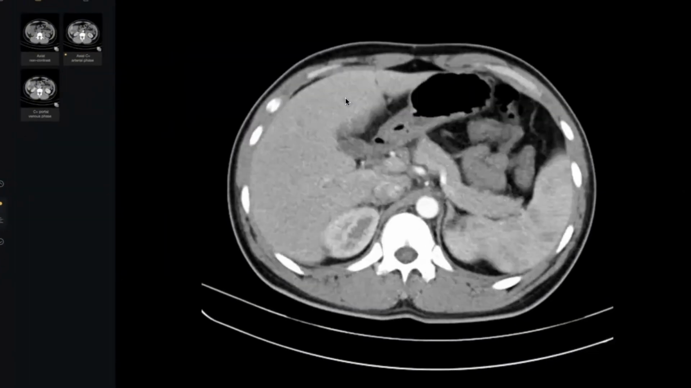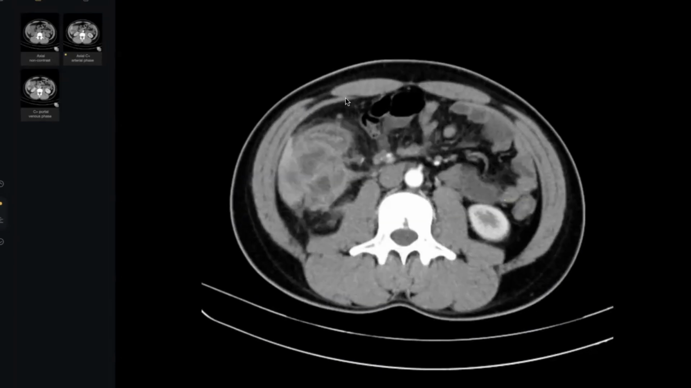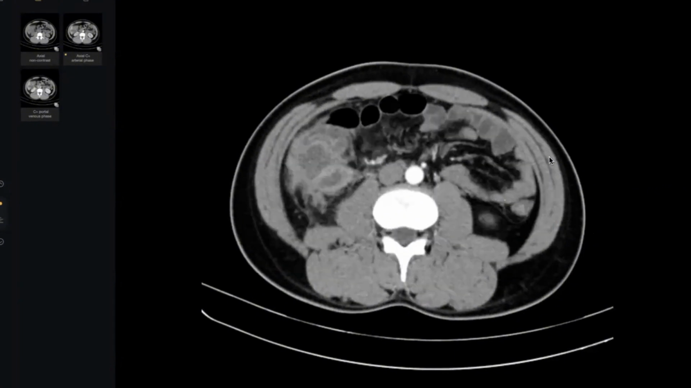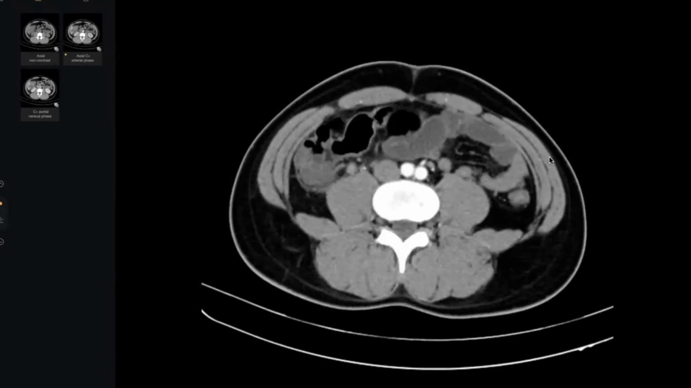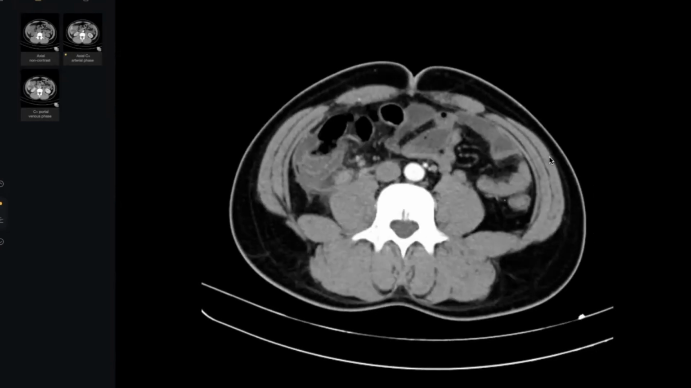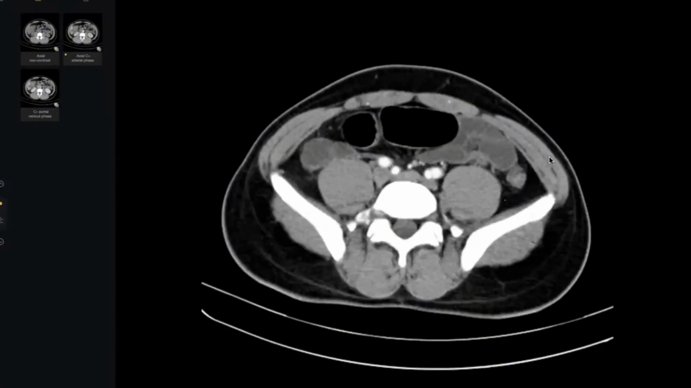I have been presented with a CT abdomen with contrast for a 20-year-old male with fever. The most striking abnormality is a multiloculated peripheral enhancing area seen at the subhepatic region with surrounding fat stranding.